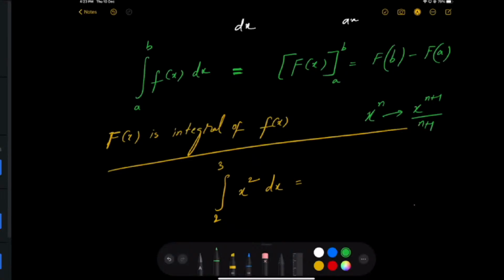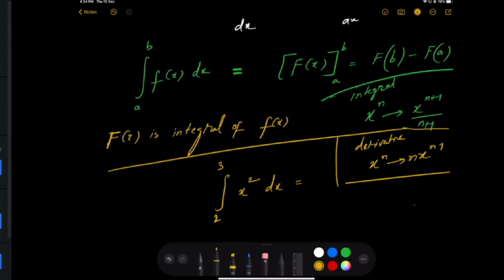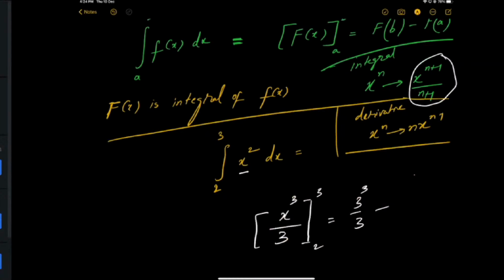Generally, students get confused with the formulas. When they ask integral, they write derivative. When derivative is given, they write integral. So I'll just clear it up first, but let me just explain with the example. Now here what to do? First I'll write the integral. Integral is x cube by 3 according to our formula, x power n plus 1 by n plus 1. And I'll put the limits from 2 to 3. What is upper limit? 3 cube by 3 minus what is lower limit? 2 cube by 3.